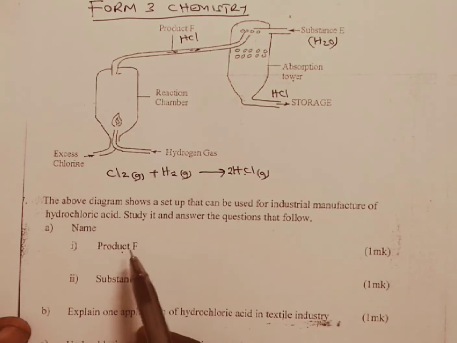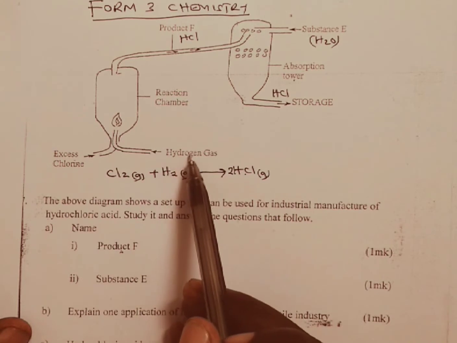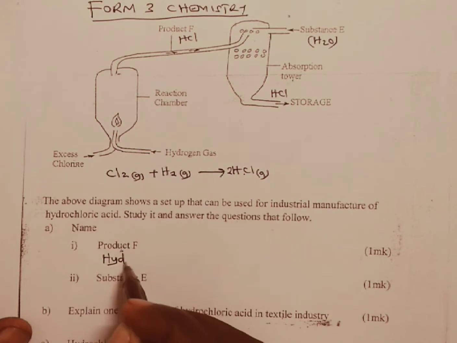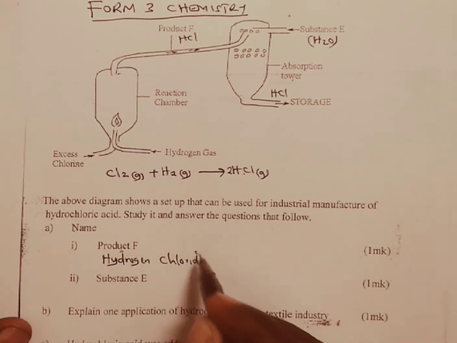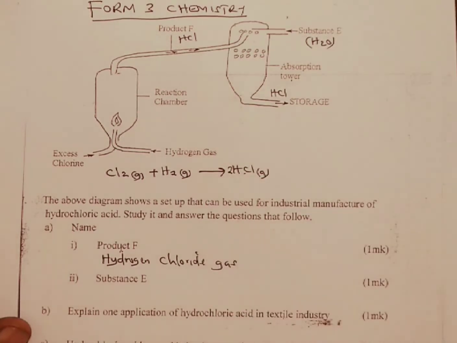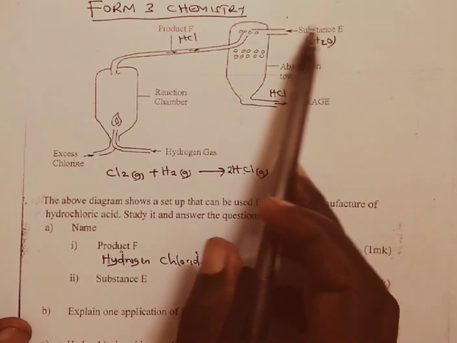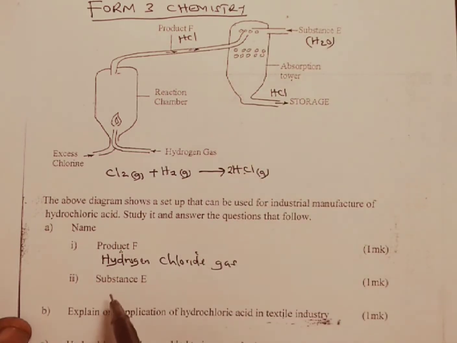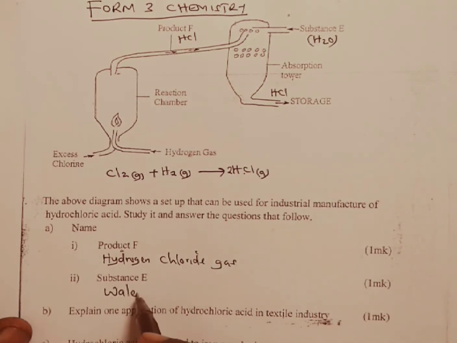Name product F. Product F is formed as a result of the reaction between chlorine and hydrogen gas, and this is hydrogen chloride gas. Then we have substance E. In the absorption tower, we have water coming in to react with hydrogen chloride gas to form hydrochloric acid, and therefore substance E is water.